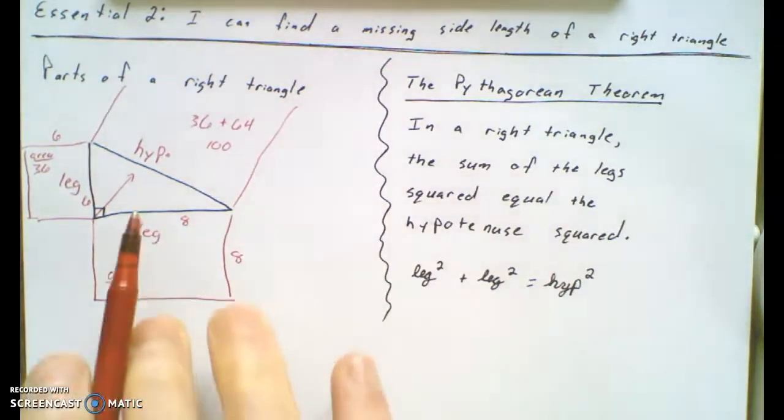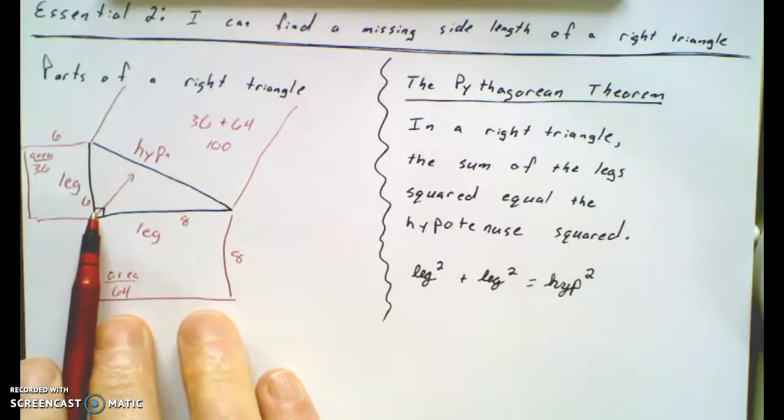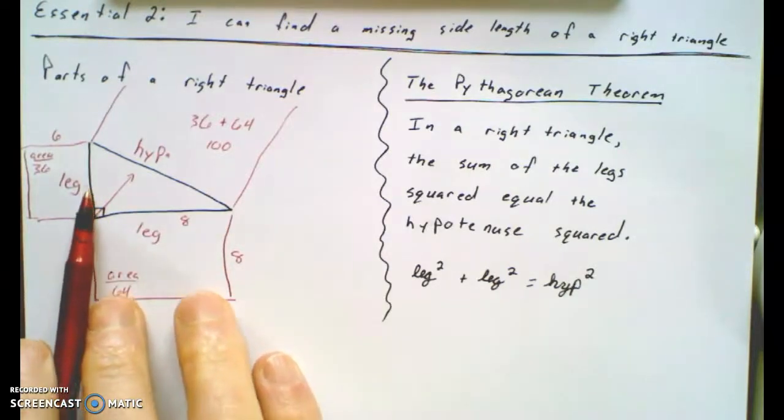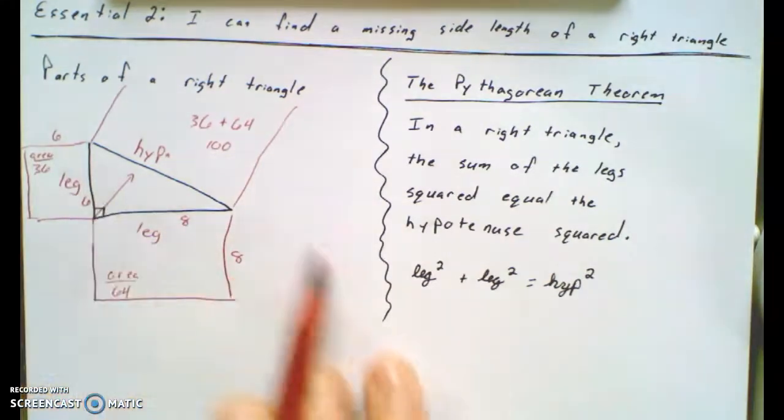And we're going to be using this idea to figure out what the missing side lengths are. We're not going to go any further with this at this point. With the examples, I'll finish it. But here's the big point. Here's what we need to see.